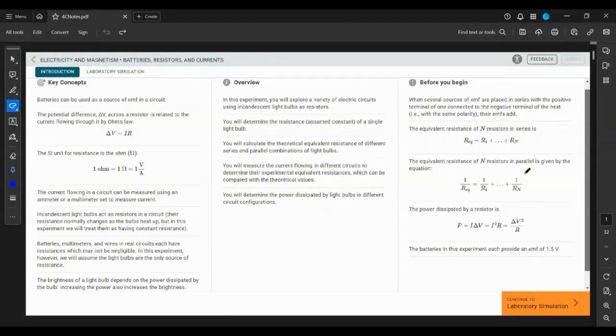Now in parallel, a portion of the current is going to go through the different loops or different options in a parallel circuit. We're going to see those a little bit further on, but because it's a portion of the current, there's a portion of the resistance that factors into each different place. And so unfortunately, we get a more complex setup where 1 over the effective resistance, or equivalent resistance, is equal to the sum of 1 over each resistance.